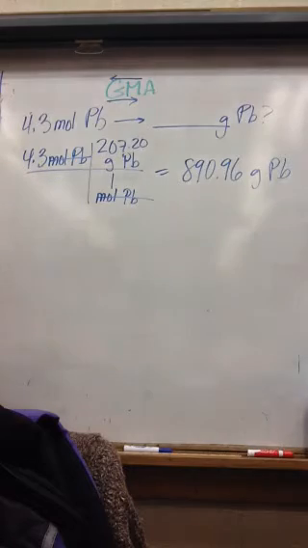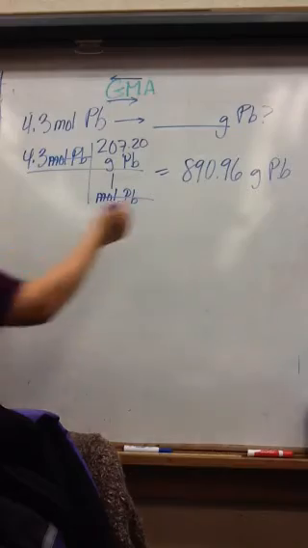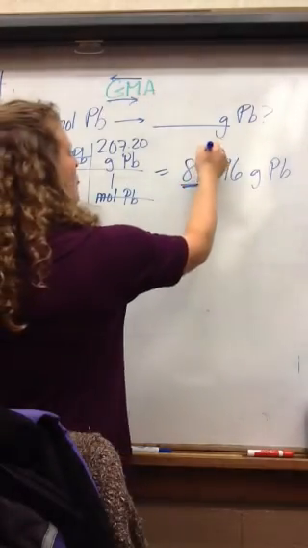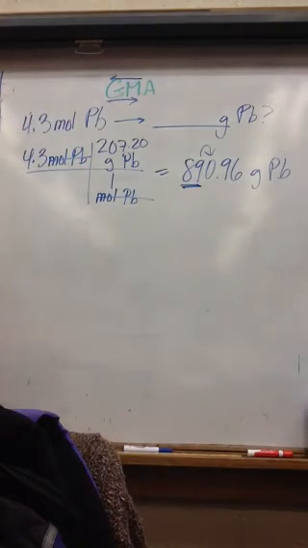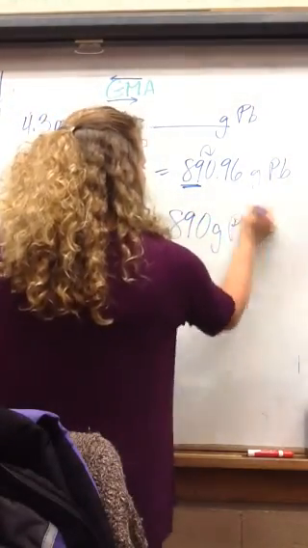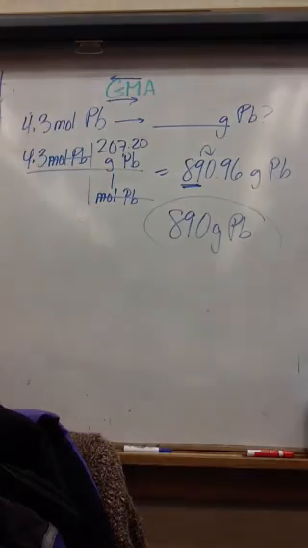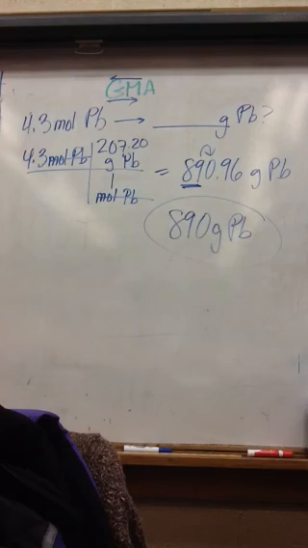Okay, now how many sig figs can I have? Hold up fingers. 2 sig figs. Which means this is going to round based on that third number. So my final answer is what? You can all say it. I think you all know it. Yeah, 890 grams of lead. Okay, those are your first 2 kinds of conversions. Grams to moles, moles to grams.